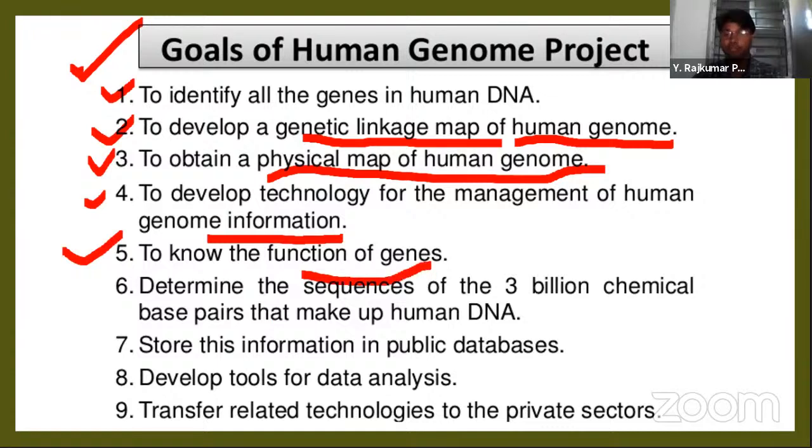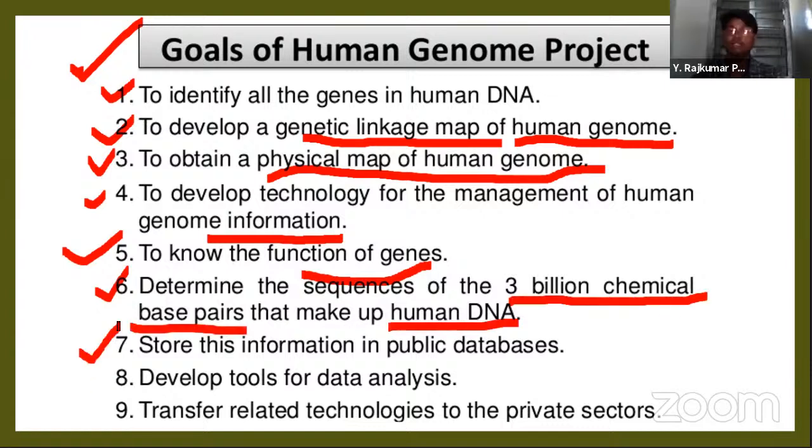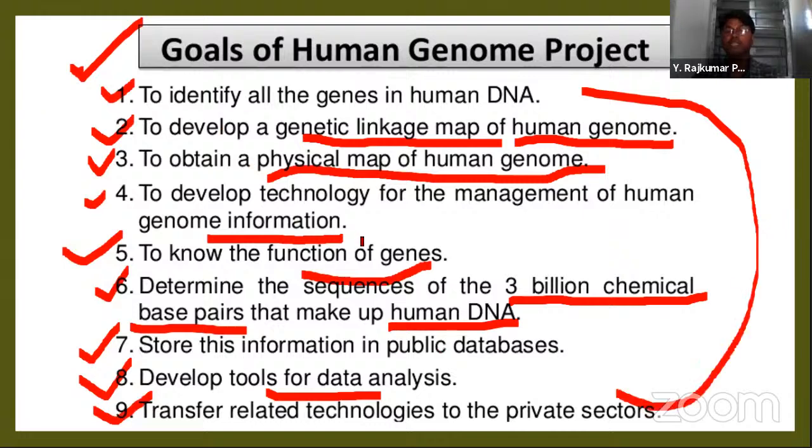And to determine the sequences of the 3 billion chemical base pairs which make up the human DNA. Next, to store this information in public databases. Next, to develop tools for data analysis and to transfer related technologies to the private sectors. These are the basic aims, basic goals of the Human Genome Project.